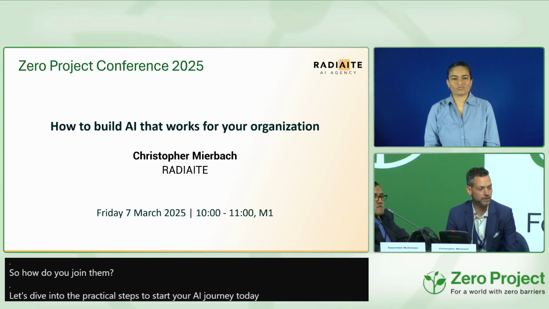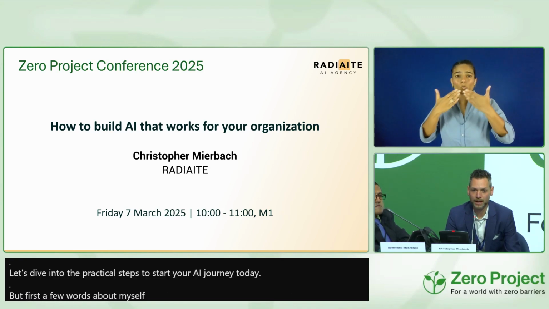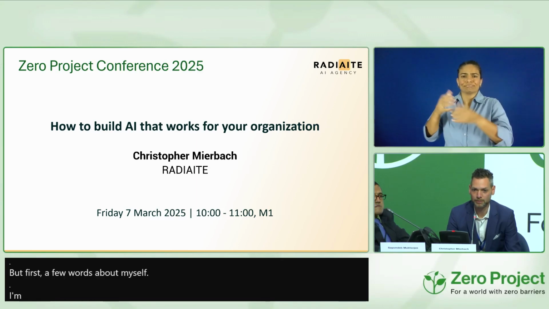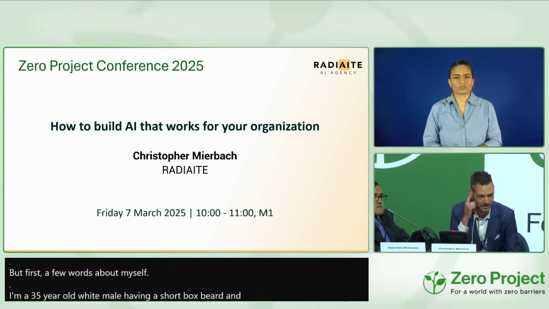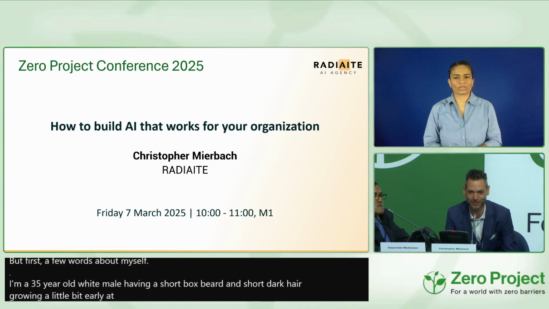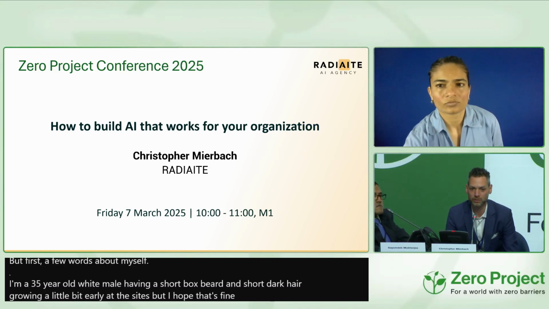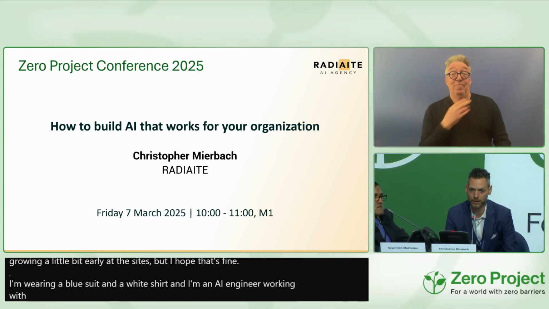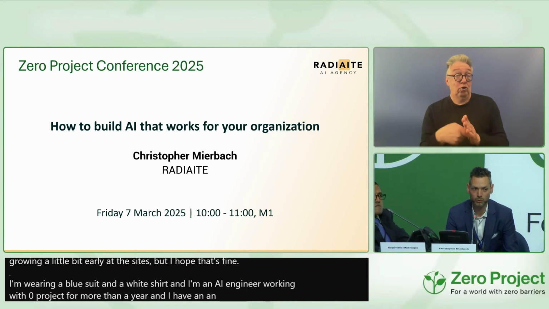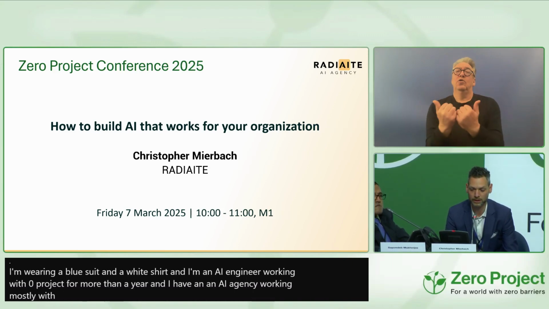But first, a few words about myself. I'm a 35-year-old white male, with a short boxed beard and short dark hair, graying a little bit early at the sides, but I hope that's fine. I'm wearing a blue suit and a white shirt. I'm an AI engineer working with the Zero Project for more than a year, and I have an AI agency working mostly with small and medium-sized organizations.